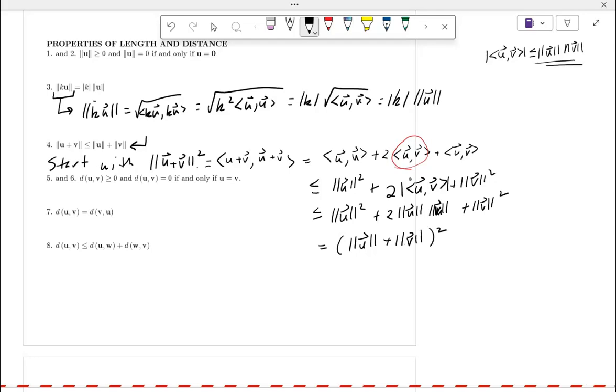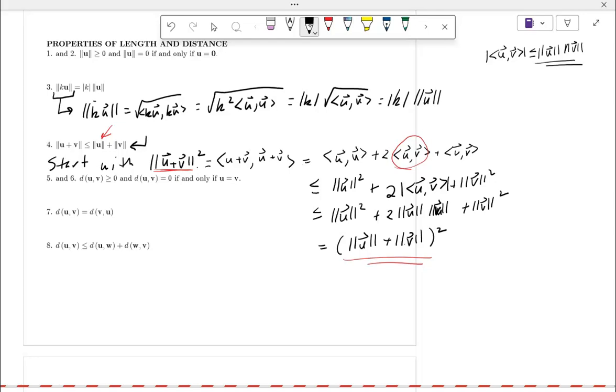And now look what we have following the chain of stuff that we've got going on here. I started here, right? I've got equals, less than or equal to, less than or equal to, equals. So at this point, I've got this piece is less than or equal to that piece. Take the square root of both sides and you get what you want here, right? This is known as the triangle inequality, probably something that you've learned a long time ago.